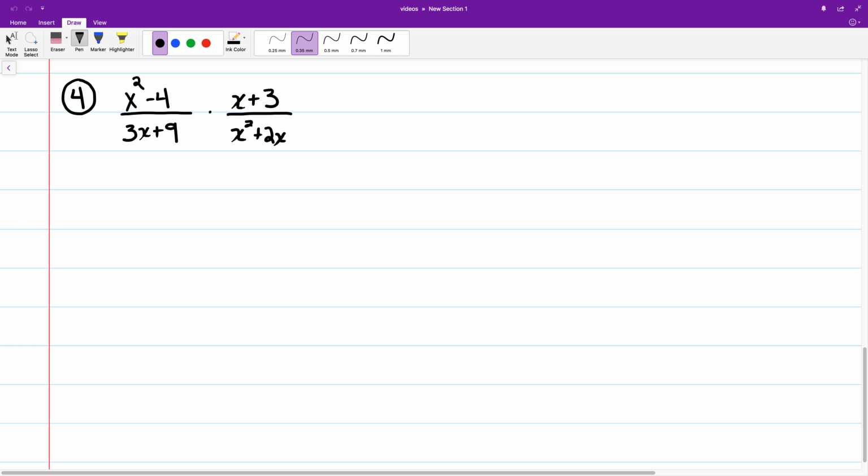Look at rational expressions in the context of multiplying terms. And we have, fourth case, x squared minus 4 over 3x plus 9 times x plus 3 over x squared plus 2x. And if I display what I have here in factored form, for x squared minus 4, we have a difference of squares, and upon factoring we have the quantity of x plus 2 times that of x minus 2.